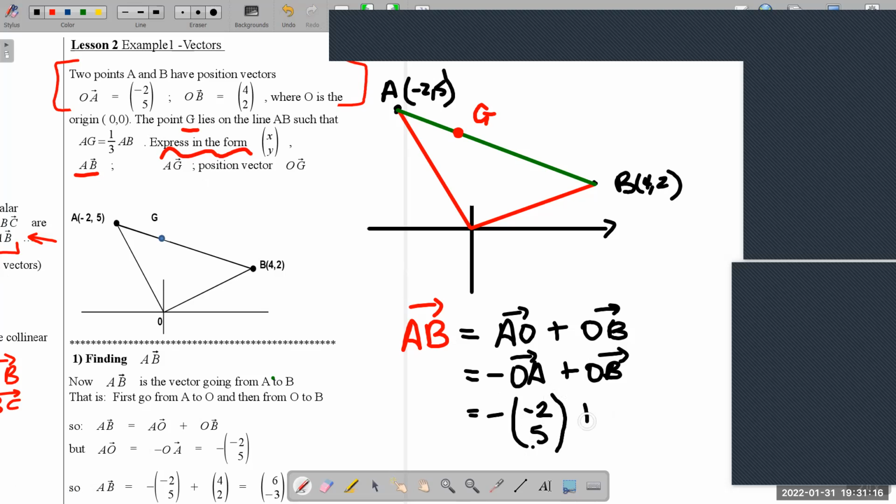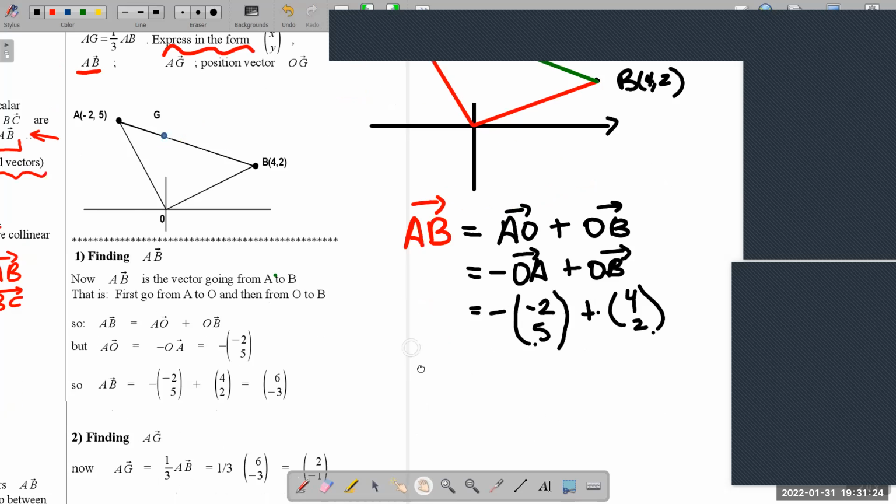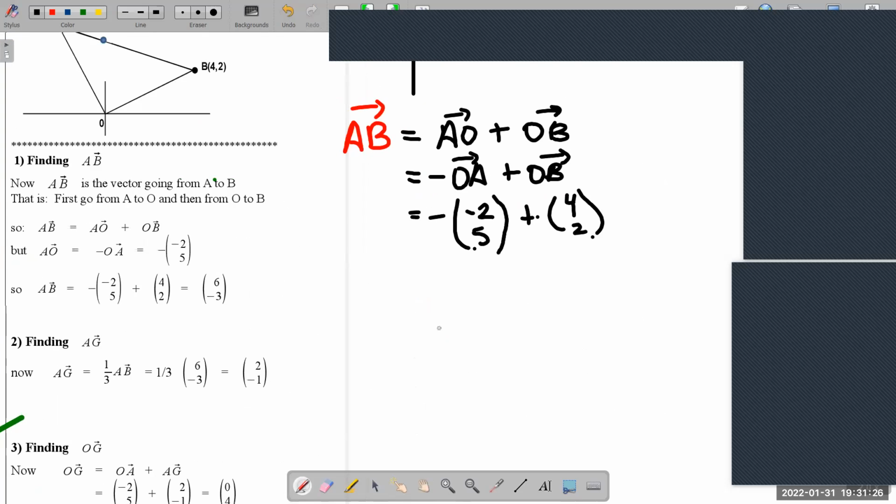So there we go. Plus OB. And what is OB? 4, 2. So now that we have everything we need to find AB, what is the first thing going to change into? So instead of -2 and 5, what will I have happening here? What's my new vector? What is AO?